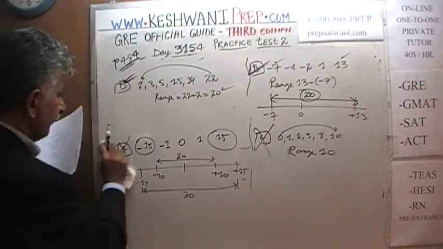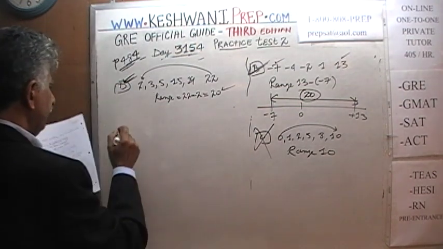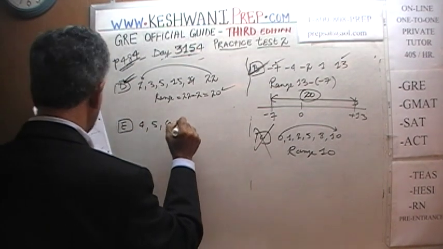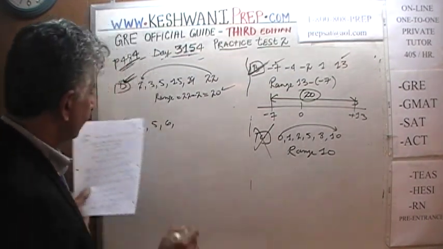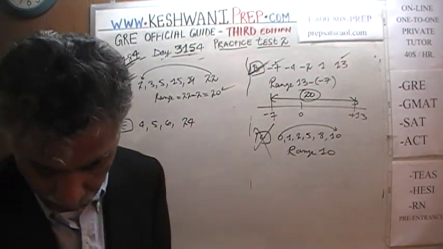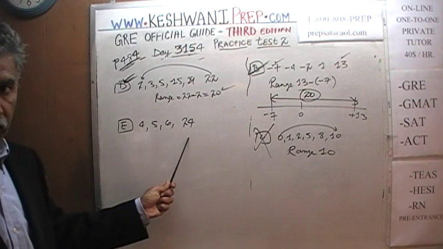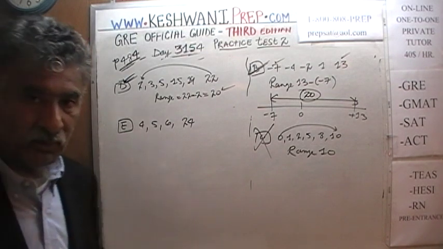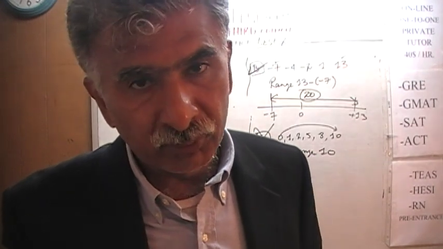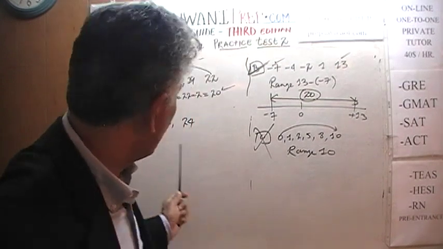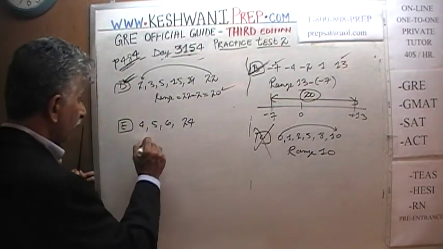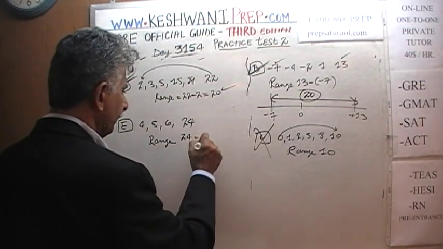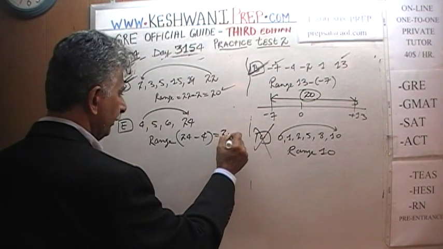Let's look at the last one. The list given to us in choice E goes from 4, 5, 6, and 24. Notice it only has 4 observations. It really doesn't matter whether it has 4 observations, or 6, or 6,000. Our job was simply to identify a list where the range is 20. It doesn't matter how many observations it has. So here the range is 24 minus 4, which is 20. So that one also works.